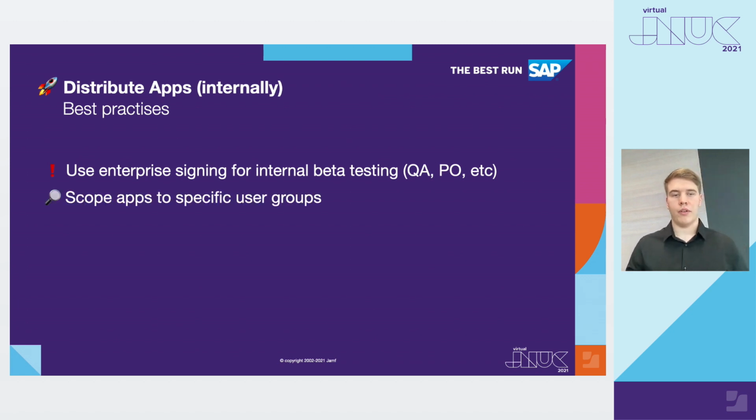And also, it's important to scope apps to a specific user group that it matches for. Let's say you develop a sales application. It's usually not needed that this application is available for really anyone within your organization. Scoping it to specific user groups makes the self-service even more clear.